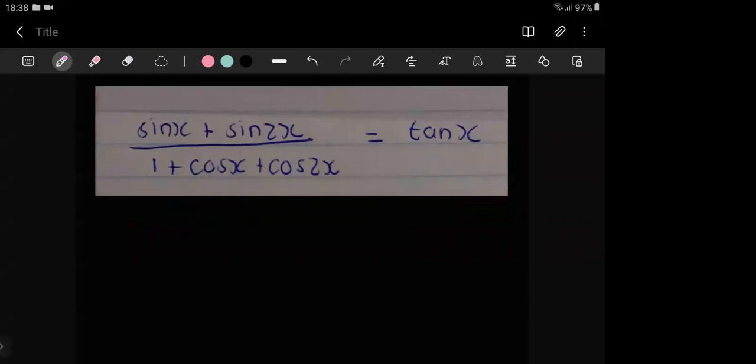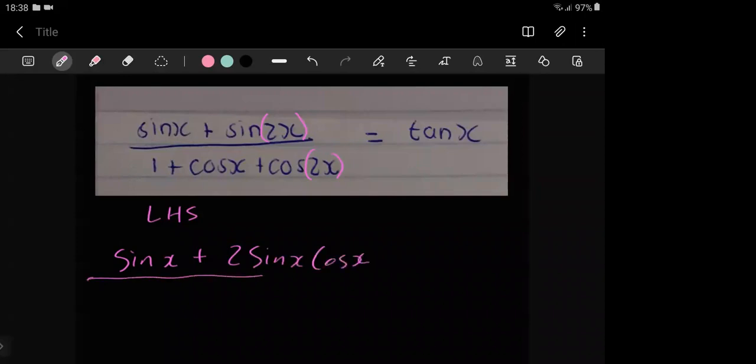To start off, normally we all know you always need to work with the side that looks more complicated, which in this case is the left-hand side. One thing to take note of is that there's a double angle up here, and down here there's also a double angle. For sine's double angle, you can always change it immediately, because you can only change it into one thing. The one at the bottom, cos 2x, according to your formula sheet, can be changed to one of three things.